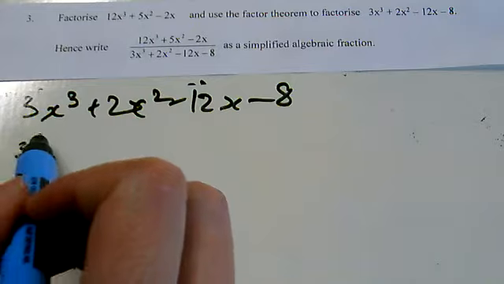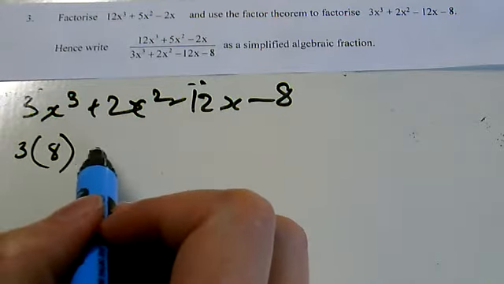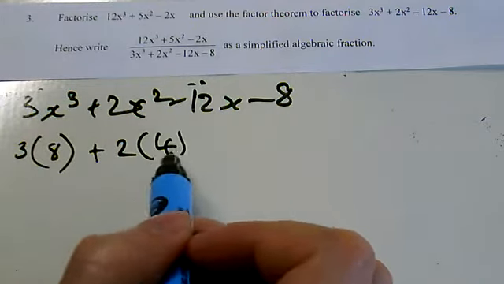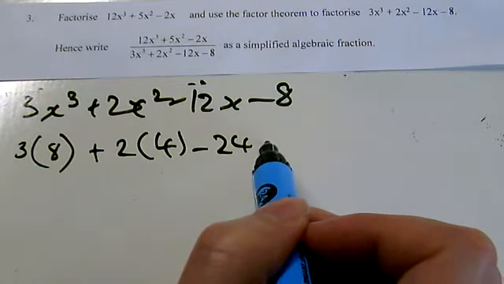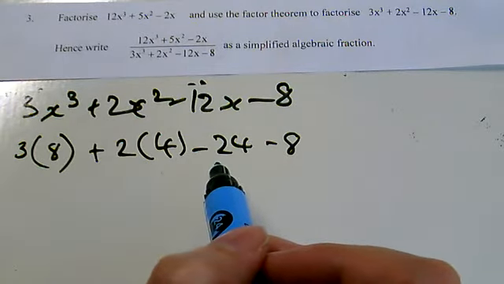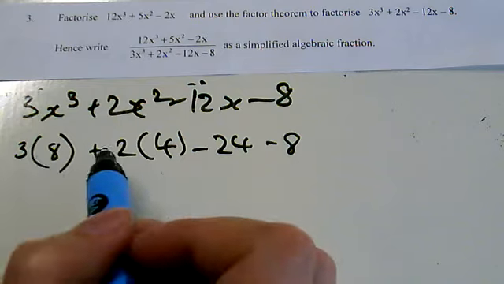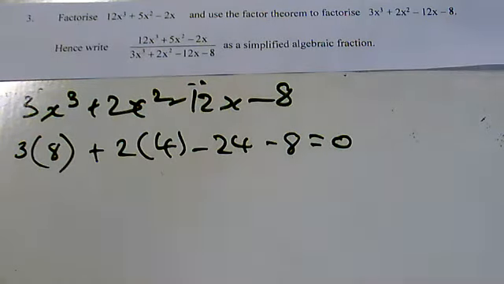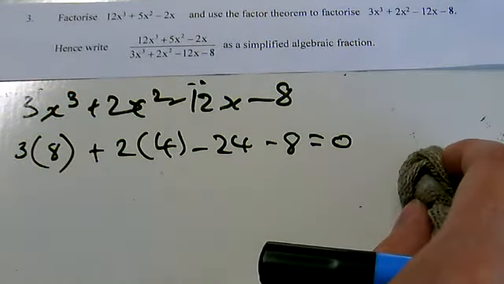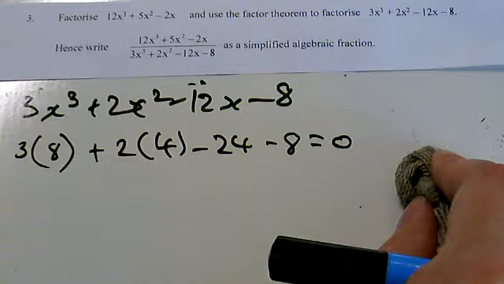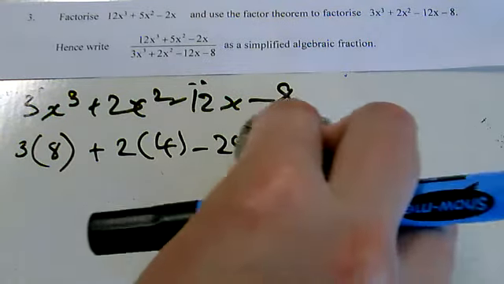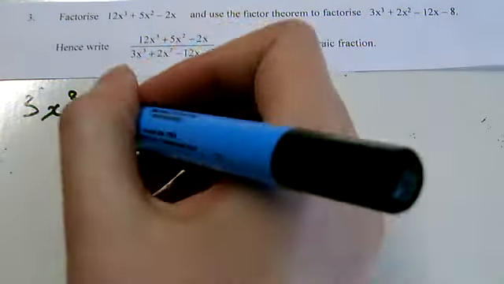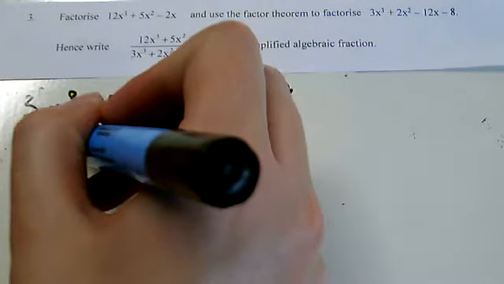So that would give me 3 8s plus 2 lots of 4 minus 24 minus 8. So in total I'm taking away 32, and in total I'm adding 32, so that 2 works because that gives me 0. So now that I know that plus 2 goes in, it means x minus 2 is a factor. So I want to divide this by x minus 2.